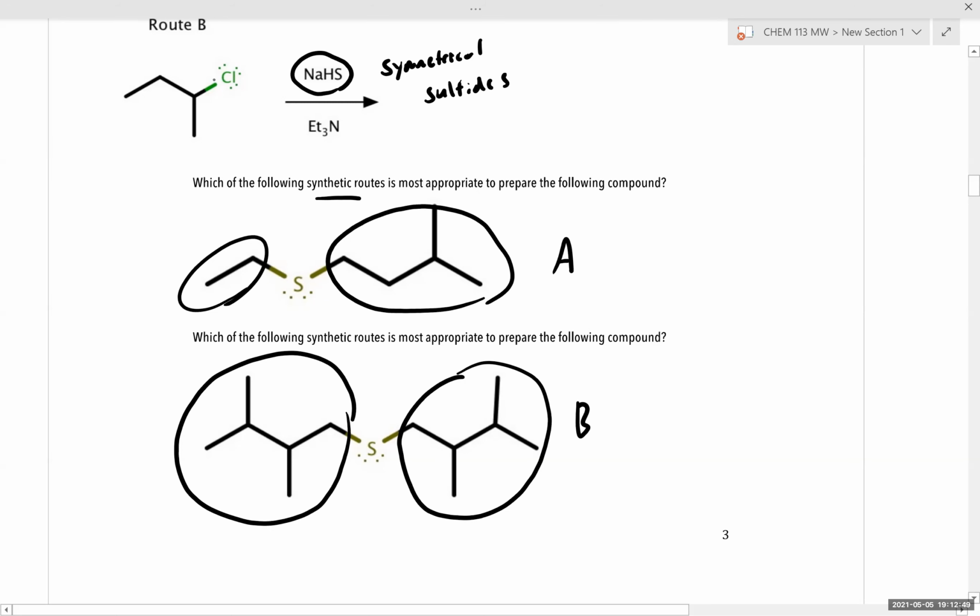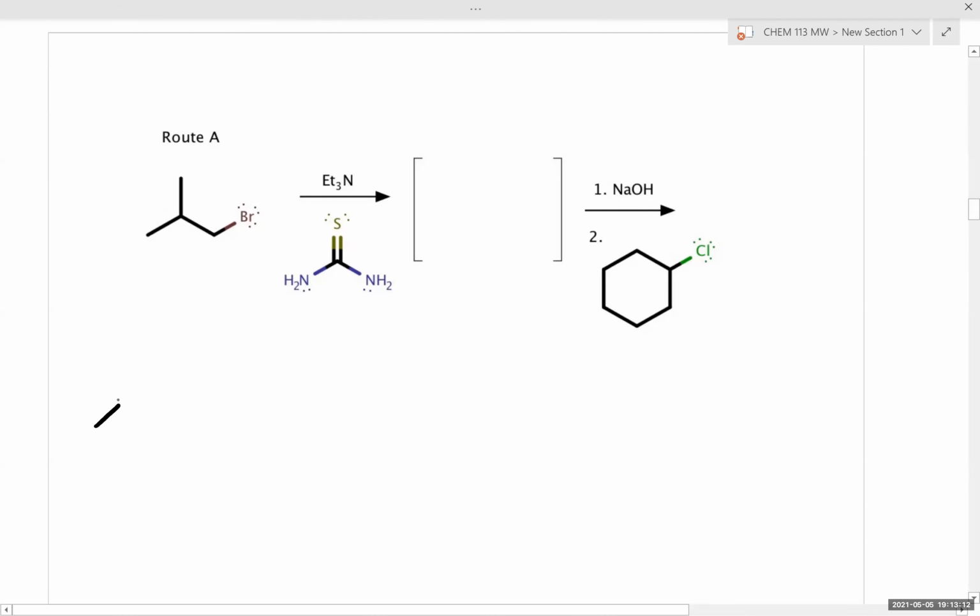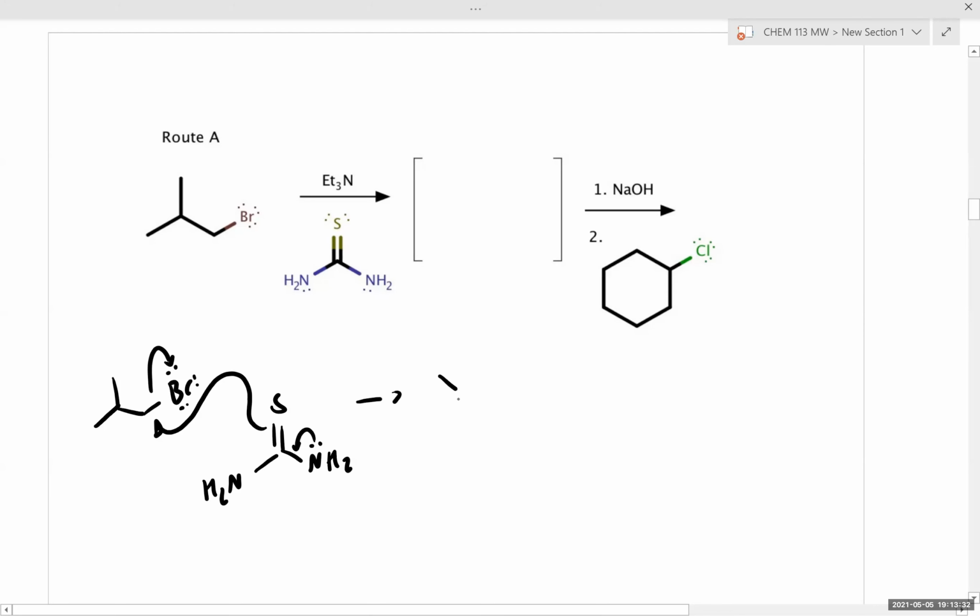Okay, so let's now talk about the mechanisms for each of these reactions and predicting the products from each of these reactions. So in the first case, we have thiourea and a typical alkyl halide. Mechanistically, thiourea will attack and displace this alkyl halide via textbook SN2 reaction.